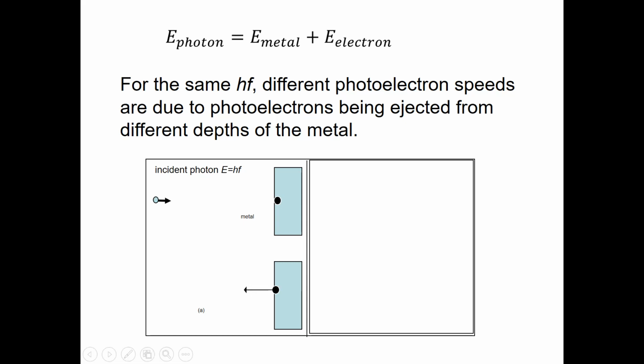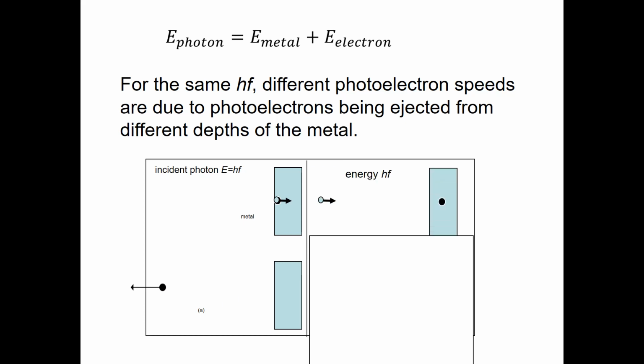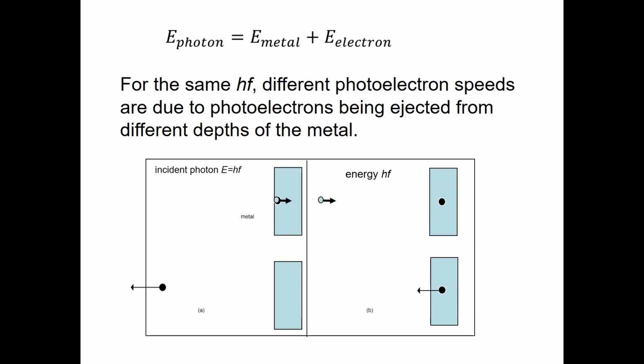So to put that into an illustration, if a photon of the same energy interacts with an electron on the surface, it goes out with a high velocity. If it interacts with an electron that's deeper within the metal, the electron comes out with a much lower velocity, simply because of this conservation of energy equation.